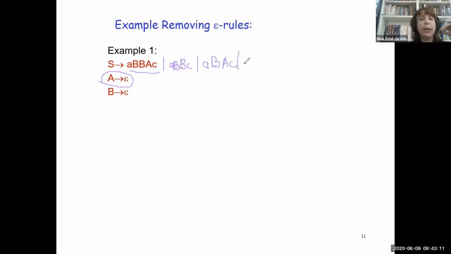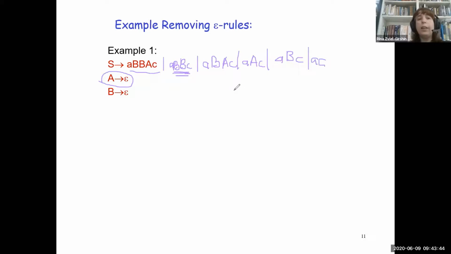And I can also replace two of the B's with epsilon. And then I also need to use this rule. In this rule, I also had B's, so I can rewrite it as A, one of the B's is epsilon, C. But I can also use that two of the B's will be epsilon.